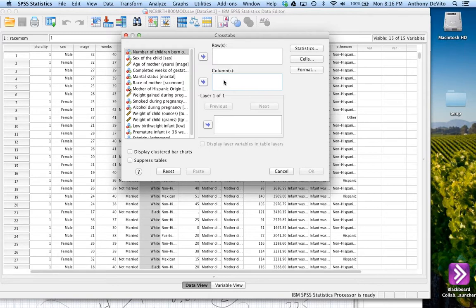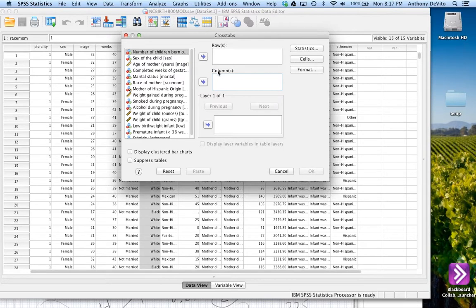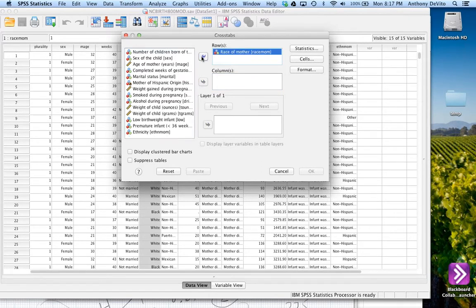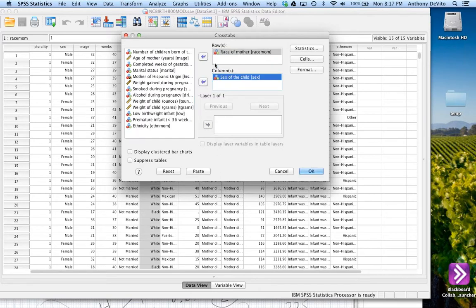If we were dealing with an exposure, we might want to say, well, what am I looking for? What's the likelihood that different ethnicities would have different outcomes in terms of gender? So our exposure, if you want to call it that, is likely to be the race of the mother. The outcome that we're looking for is the sex of the child. So this is going to be in my rows, and this is going to be in my columns.